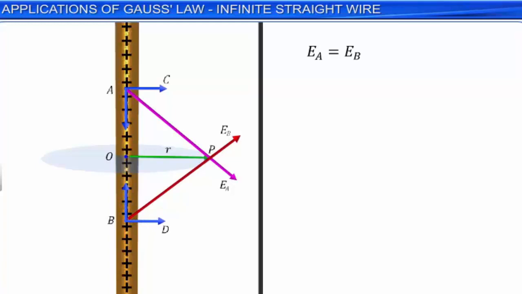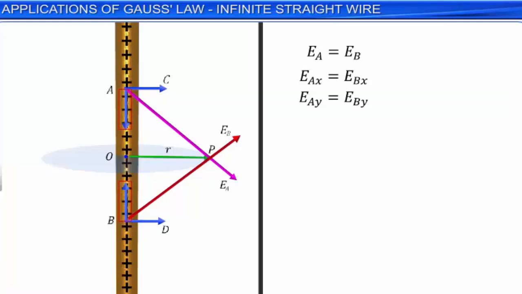As the magnitudes of EA and EB are equal and elements A and B are symmetric about O, the magnitudes of the horizontal components of the electric fields are also equal. Similarly, the magnitudes of the vertical components of the electric fields are also equal. We observe that the directions of the vertical components of EA and EB are opposite. Hence, they cancel each other.